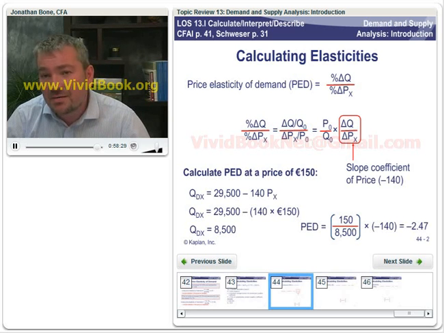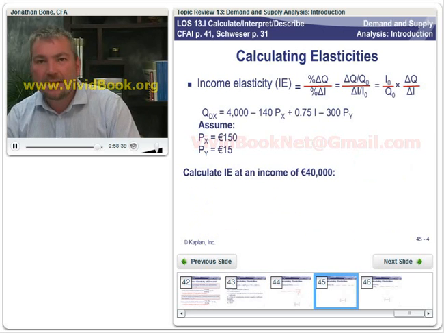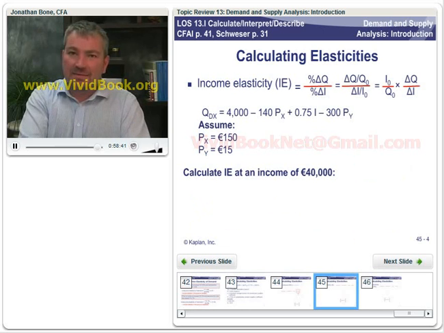So what part of the demand curve are we on? Well, the answer is the elastic part of the demand curve. A result of less than 1, or greater than negative 1, would be inelastic. Let's have a look at income elasticity of demand.